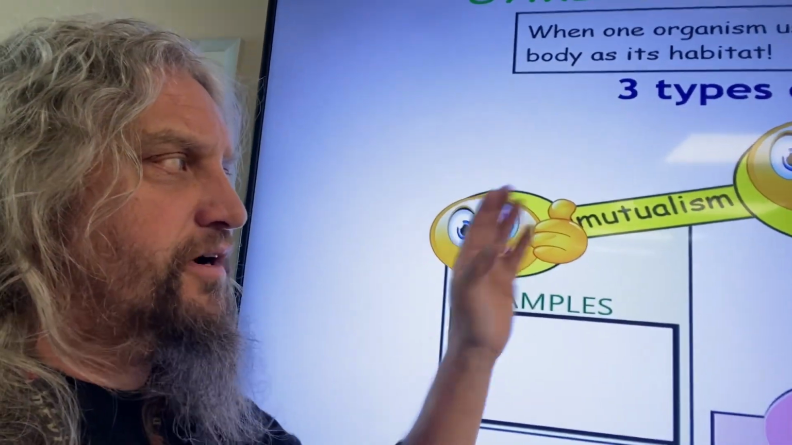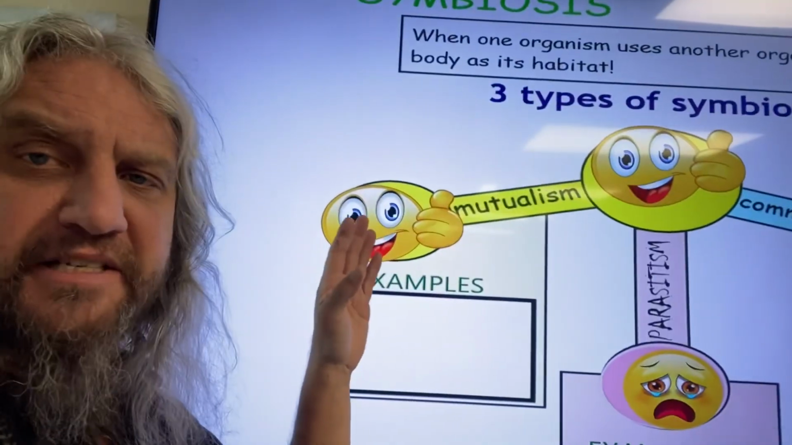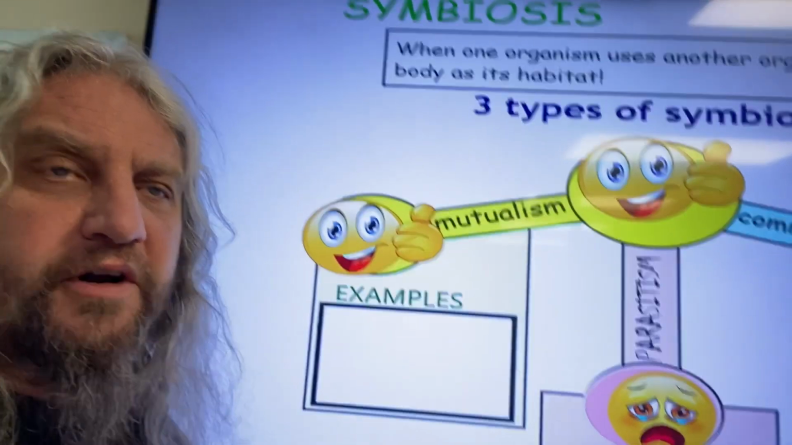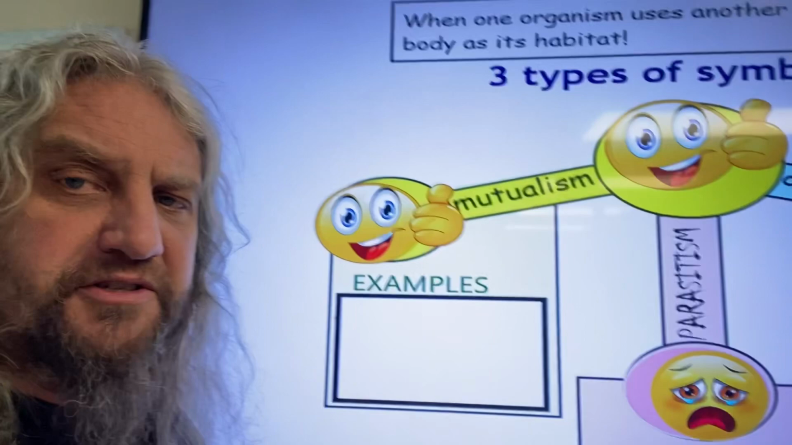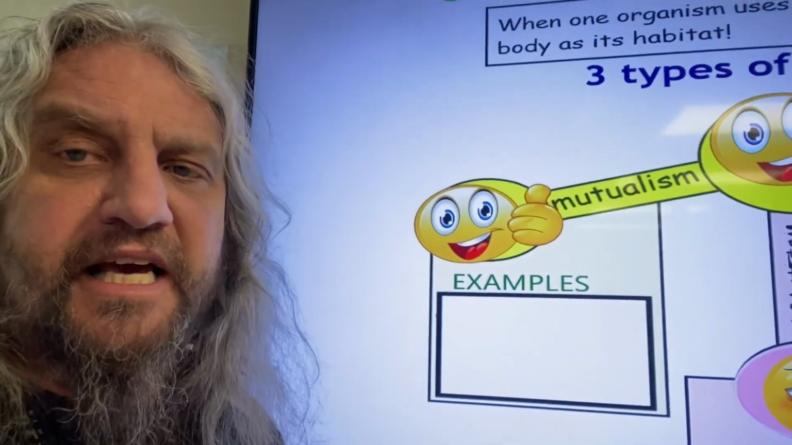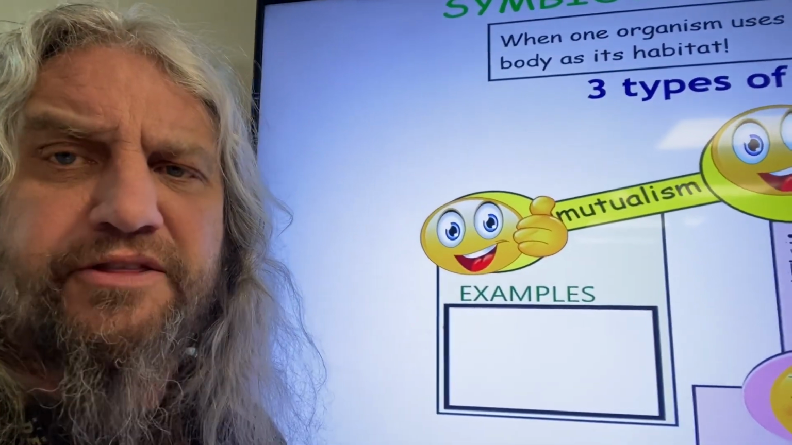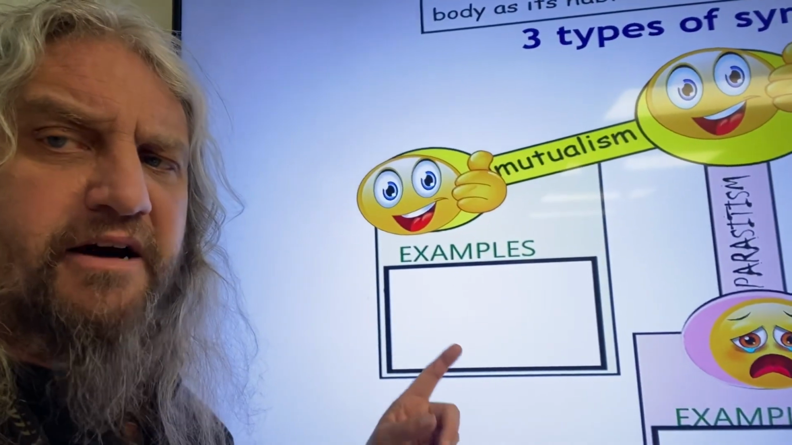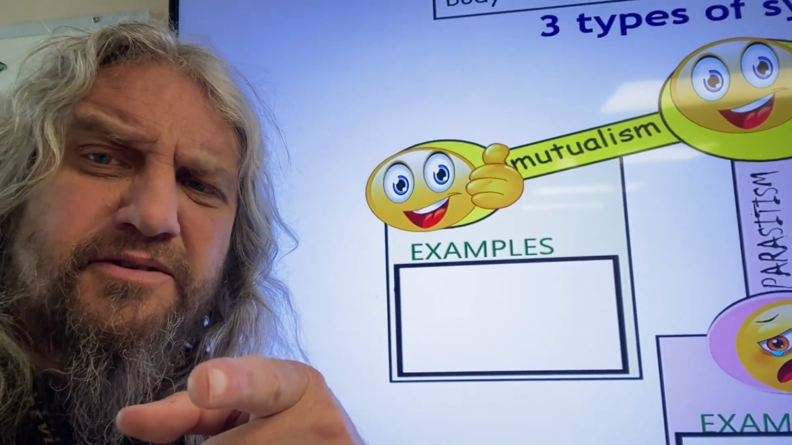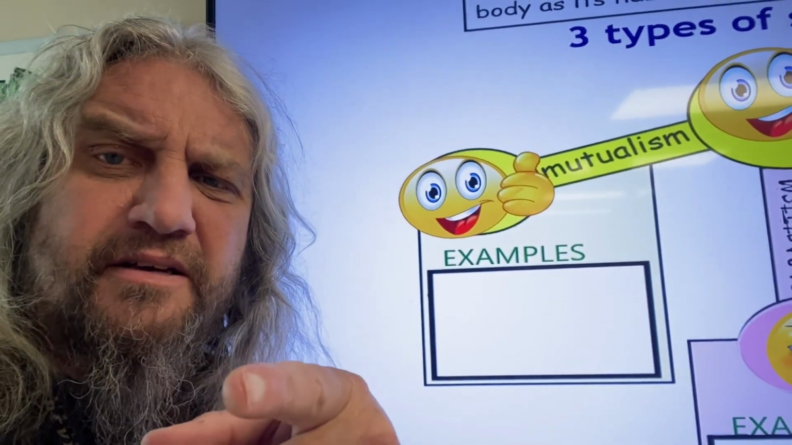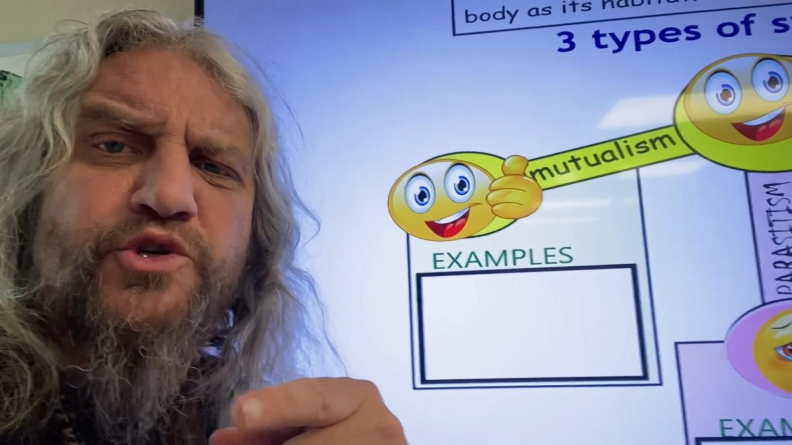In mutualism, one of them is happy, the other one is happy. Everybody's happy in that relationship. Both organisms benefit in mutualism. I gave you the example of the acacia tree and the acacia thorn ant. Your job right now is to do a little Google search and then give me an example of mutualism.